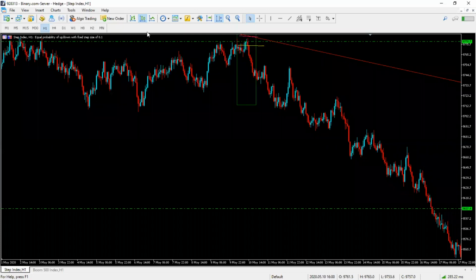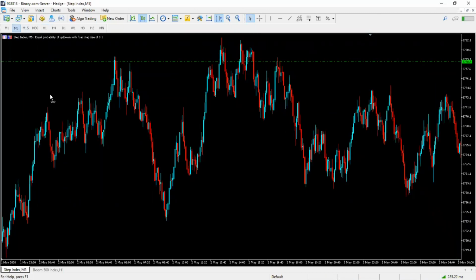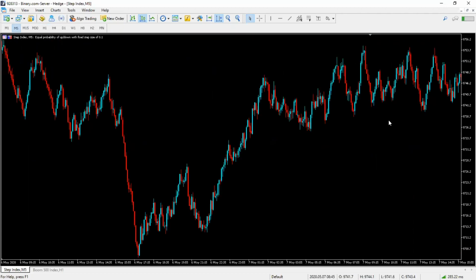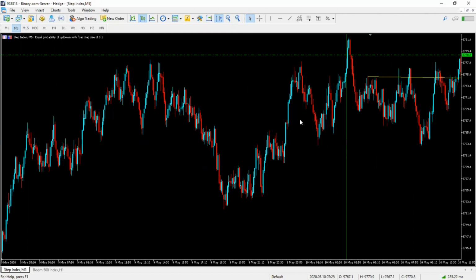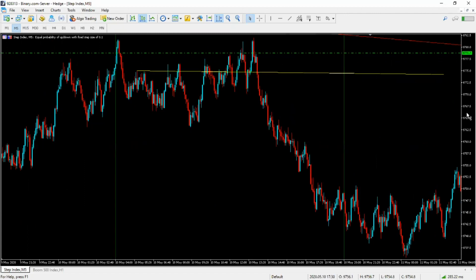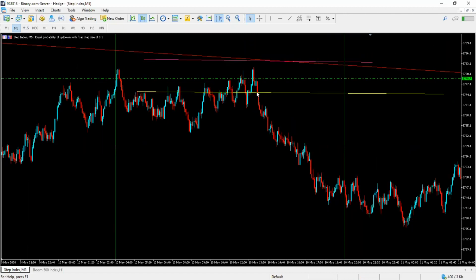So let's now go to M5. To M5, we confirm where we entered from, because it's very important to now see. So have a look at how we entered this market. My entry is here. My stop loss is here. You see that no matter what, the market did not reverse to hit my take profit and my stop loss.